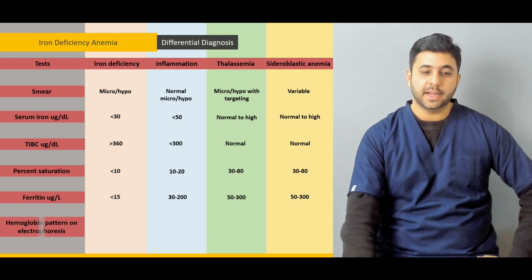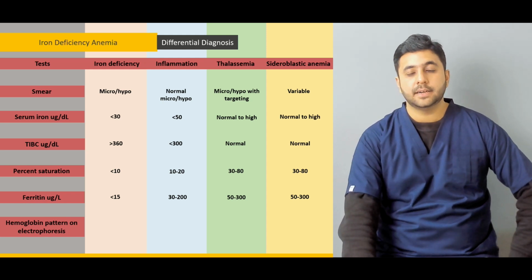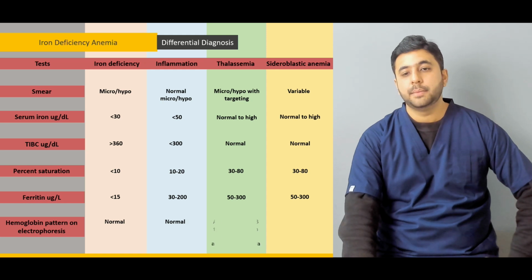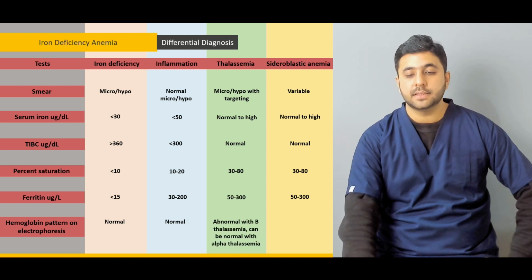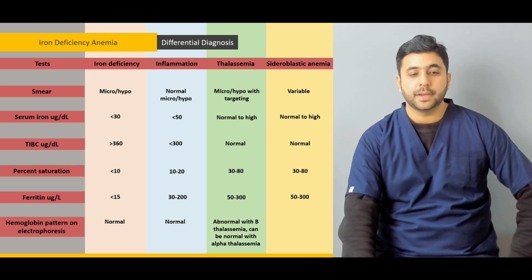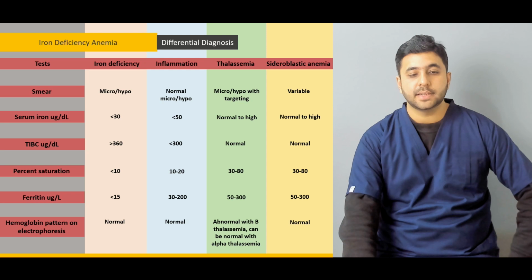or by doing hemoglobin pattern analysis or electrophoresis, because that is the only thing that will be abnormal for thalassemia. In iron deficiency anemia, the hemoglobin pattern or electrophoresis will be normal, similar in inflammation. But in thalassemia, we will have an abnormal beta thalassemia chain, and it can be normal if we have an alpha thalassemia. That is a different topic of discussion of electrophoresis. So electrophoresis basically helps us in differentiating thalassemia from other causes of microcytic hypochromic anemia. And in sideroblastic anemia, similarly, the hemoglobin patterns will be normal.